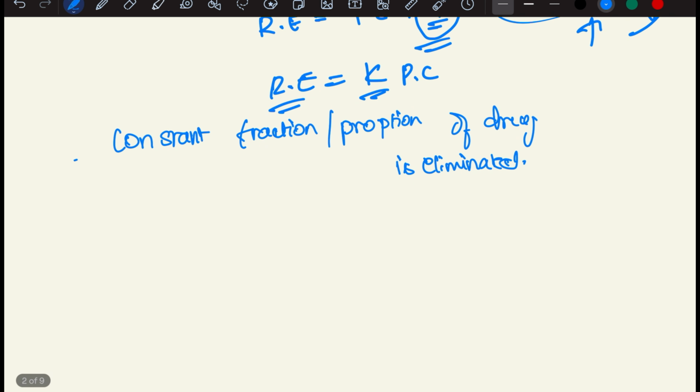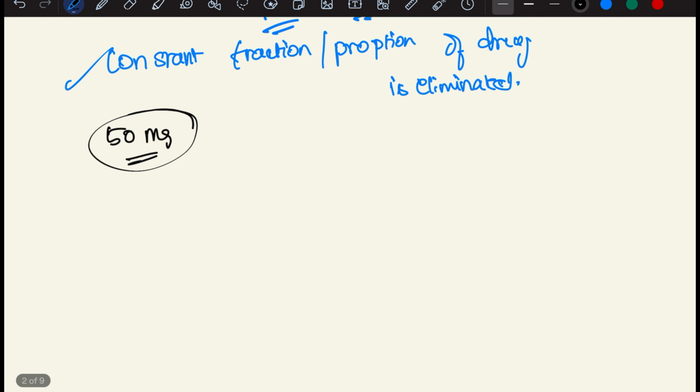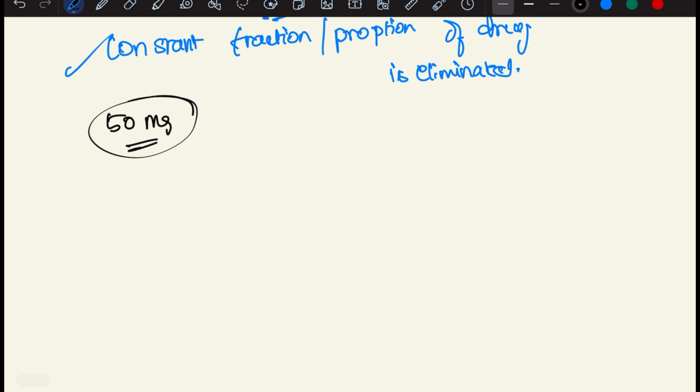Okay, what is meant? What do you understand from this statement? I will explain with an example. For example, if you take 50 milligram of the drug, as I already said, a constant proportion is eliminated per hour, per unit time. Unit time means we can fix either hour or minute. If you're checking for a minute, the unit time will be minute. If you're checking for an hour, the unit time will be hour.